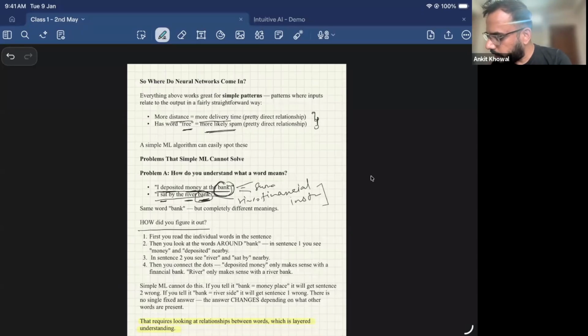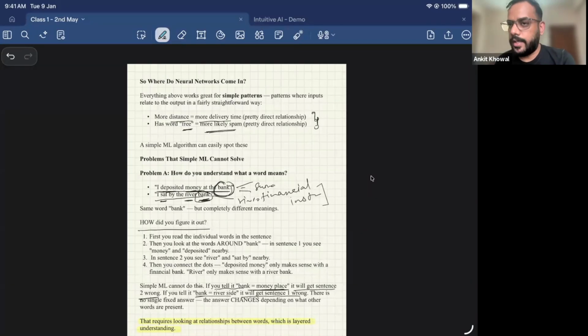Now, what simple ML cannot do is this: if you tell it that bank is equal to a money place, it will get the second sentence wrong, right? And if you hard code that bank is a riverside, it might get the meaning of the first sentence wrong. It has to take a layered approach of understanding the words that came before it, then only it can solve the problem. So this problem requires more than a direct relationship.